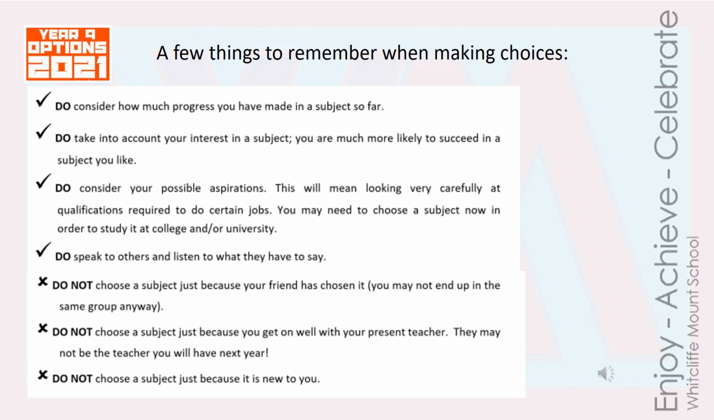And some of the don'ts are about choosing something just because your friend's chosen it. You might not end up in that group. Don't choose something because you like the teacher. That teacher may not be teaching you. In history, we have 6 teaching groups. So the odds of you having the same history teacher as this year are quite low. And don't just choose it because it's new. So make sure that the options that you choose fit into your aspirations and what you want to do and what you enjoy and what you are good at.